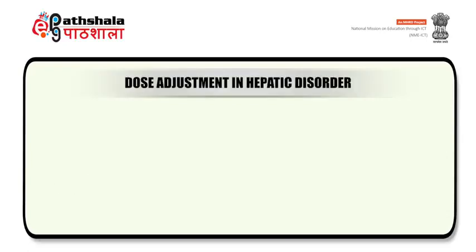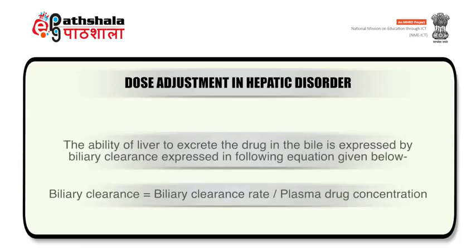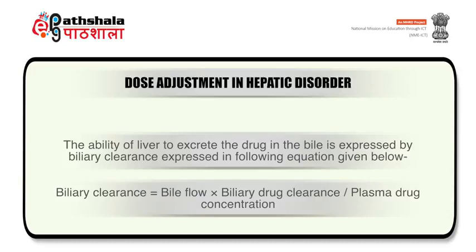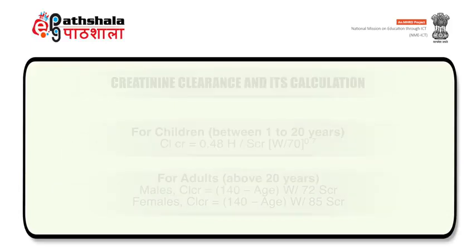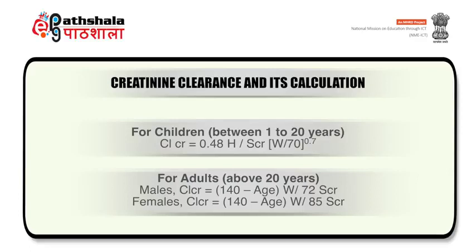So next was the dose adjustment in hepatic failure or hepatic disorder. The ability of liver to excrete the drug in the bile is expressed by biliary clearance, which is expressed in the equation in which biliary clearance is equal to biliary clearance rate divided by plasma drug concentration. Or this can also be calculated when bile flow is multiplied by biliary drug concentration, which is divided by plasma drug concentration. The next slide describes the creatinine clearance and its calculation for children and for adults.